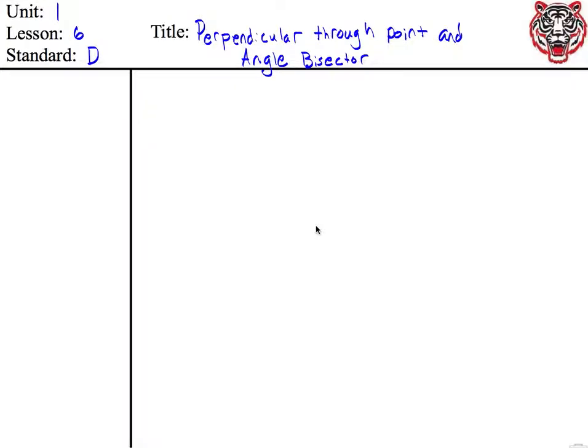All right, this is going to be lesson 1-6. We are on perpendicular lines through points and angle bisectors, more constructions. We are on standard D.